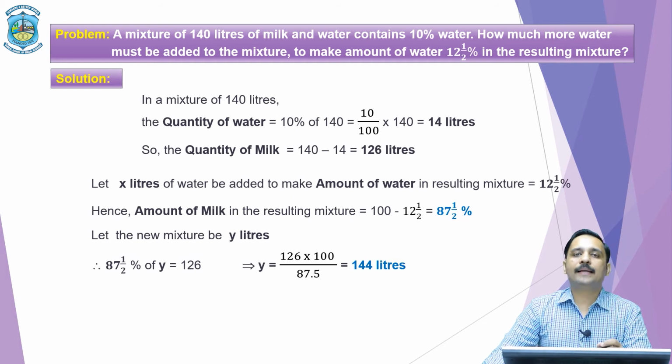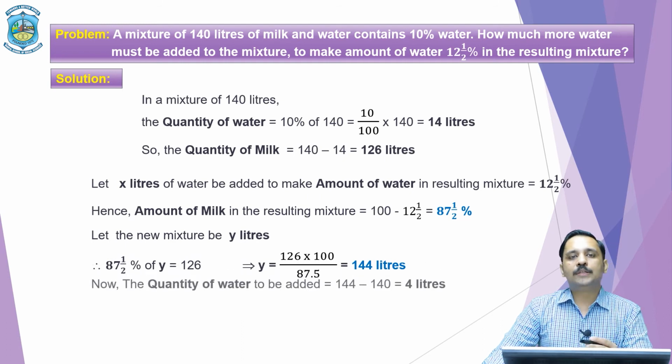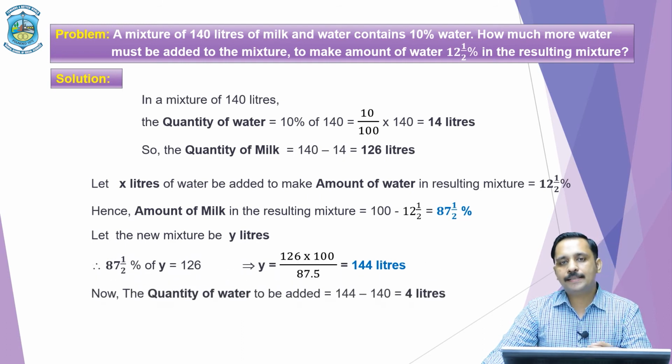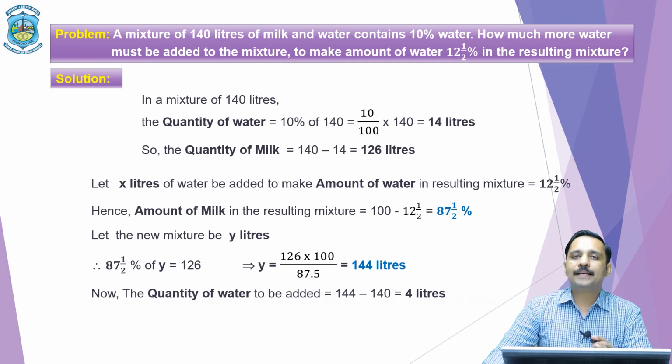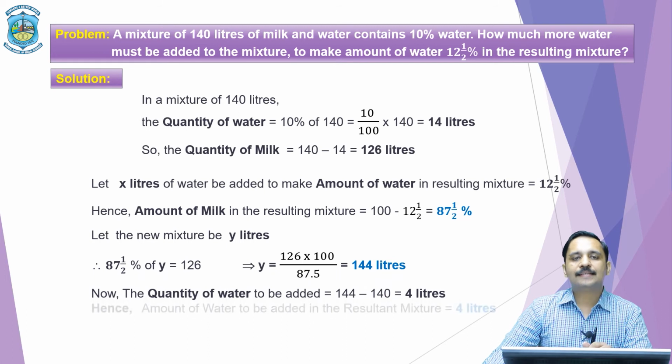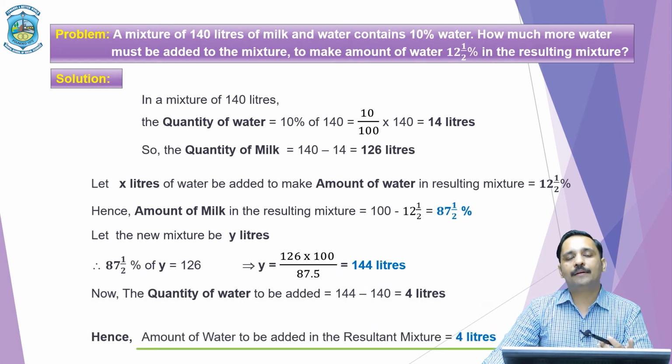On solving, I get the value of y as 144 liters. Now, the quantity of water to be added is 144 minus 140, that is 4 liters. Hence, the amount of water to be added in the resultant mixture is equal to 4 liters.